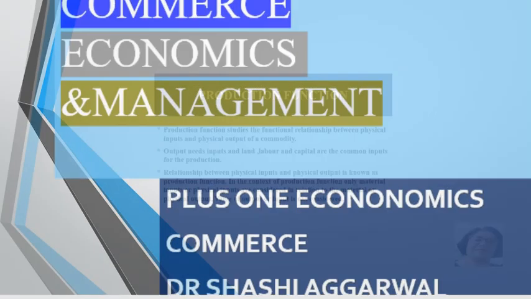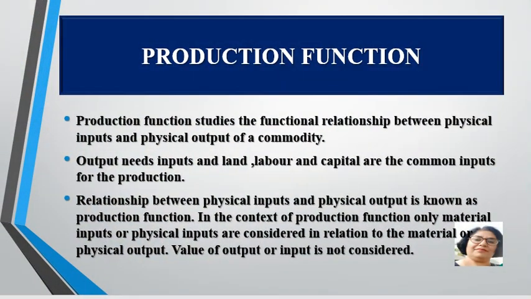So, what is production function? When we talk about the production function, it studies the functional relation between the physical input and physical output of a commodity. Because when we are going to manufacture something, when we are going to produce something, we require inputs. So, output needs input. Land, labor, capital, they are the common inputs which are used for the purpose of production. And when we study production function, it is the relationship between the physical inputs and the physical output. We say how much input we have used for producing this much quantity of output.